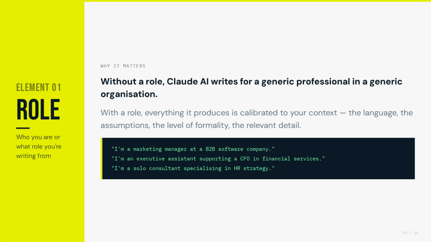All of it shifts based on who you are and what world you operate in. Without a role, Claude AI writes for a generic professional in a generic organization. With a role, it writes for someone specific, and everything it produces is calibrated to that context. You only need 1 or 2 sentences for this. I'm a marketing manager at a B2B software company is enough. The more specific it is to your actual situation, the better. But even a rough role description is dramatically better than nothing.